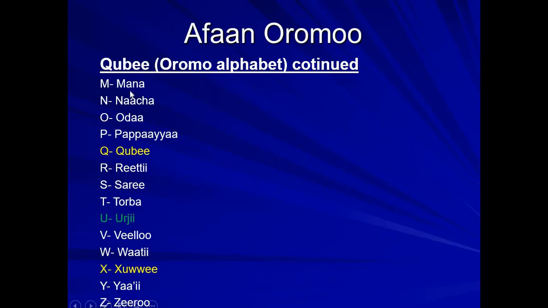Otherwise, the others are just normal sounds, a little bit different from how we call them. Like this is M in English, but we call it ma, na, o, pa, ka, ra, sa, ta, u, va, wa, ta, ya, za. So the letters in white color here, their use in Oromo is not that much different from the use in English, for example.